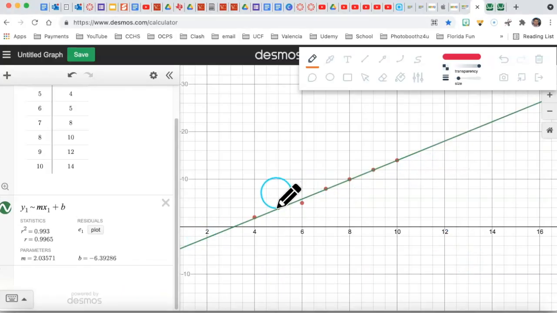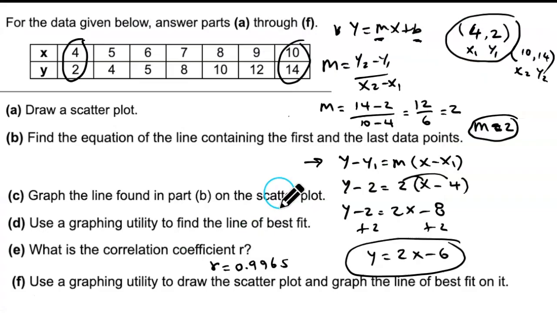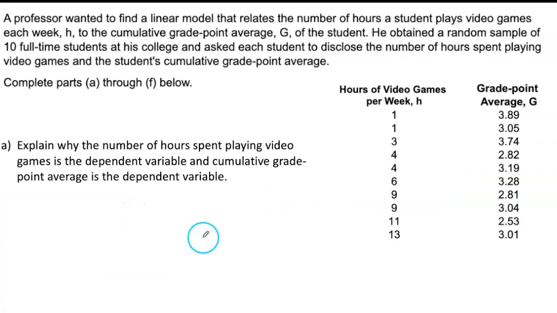Alright, so technically we're done with this problem. Let's do another one. I found this one and I think it's funny. So let's do this one, guys.